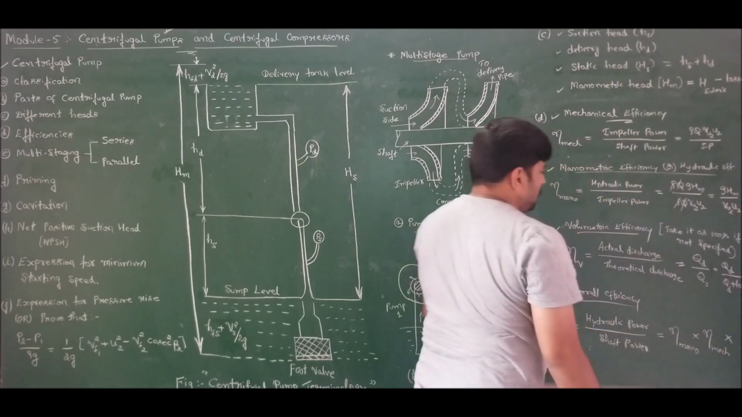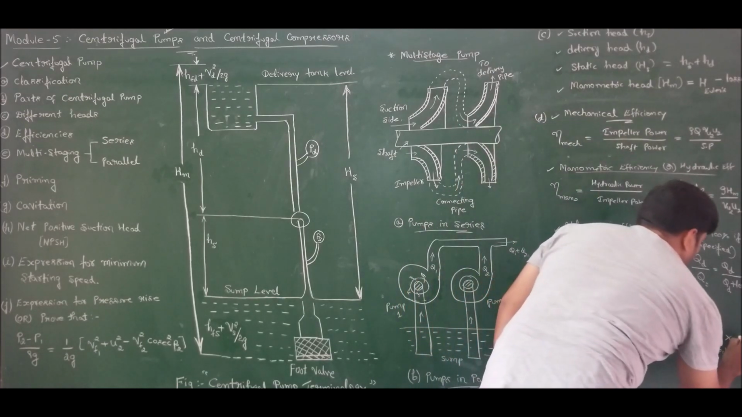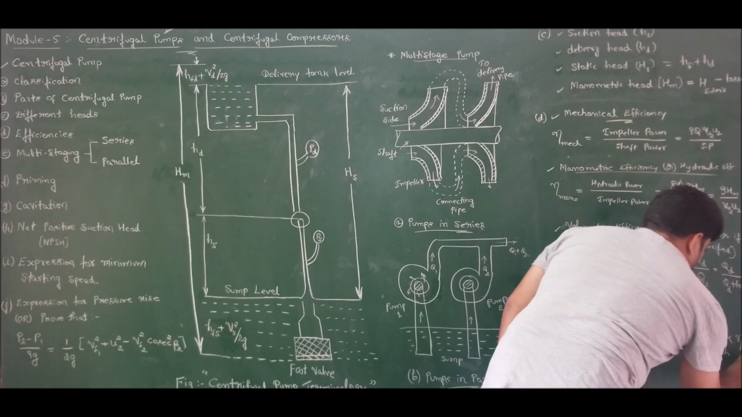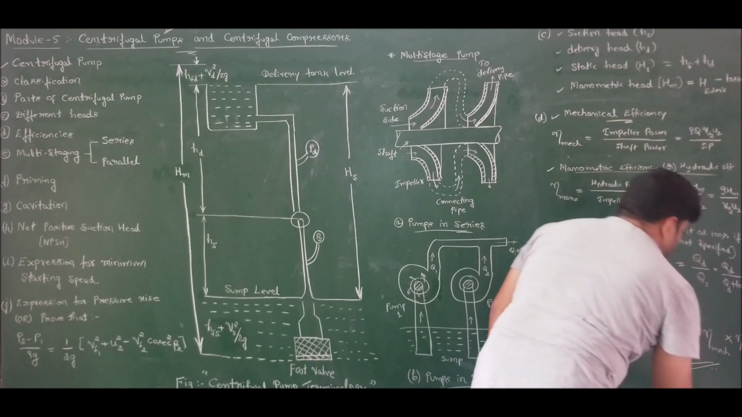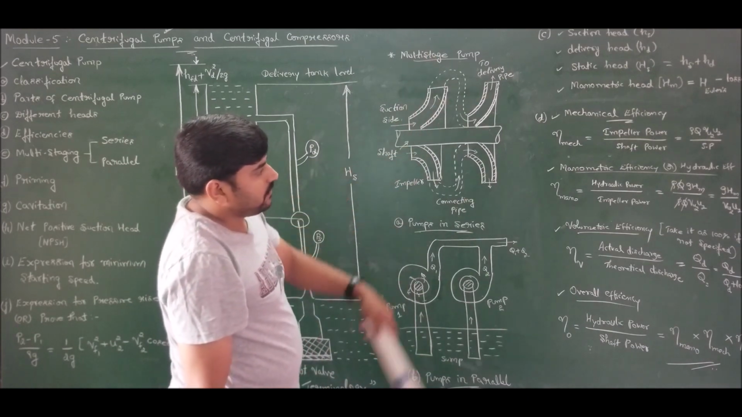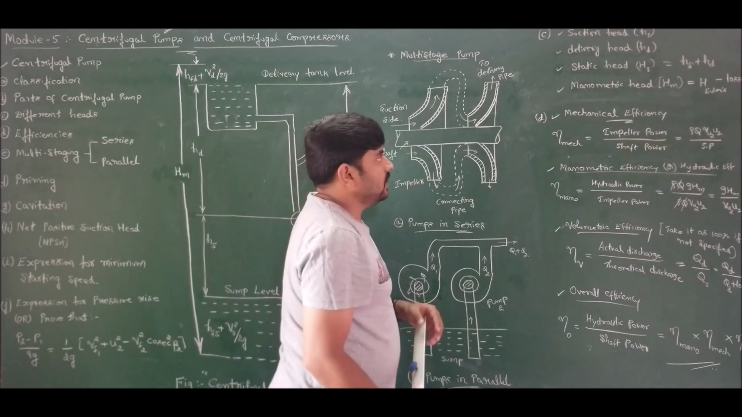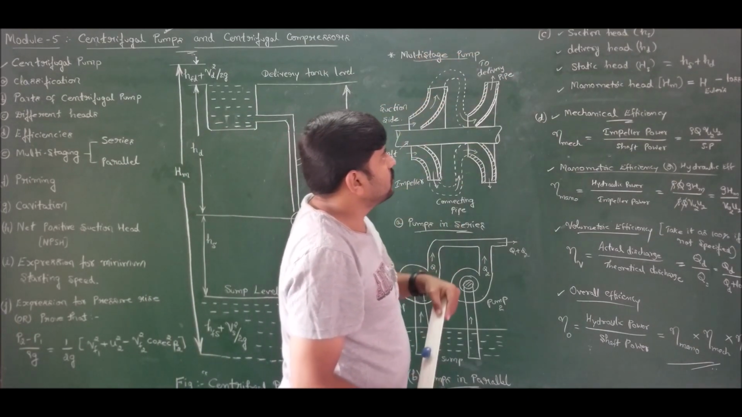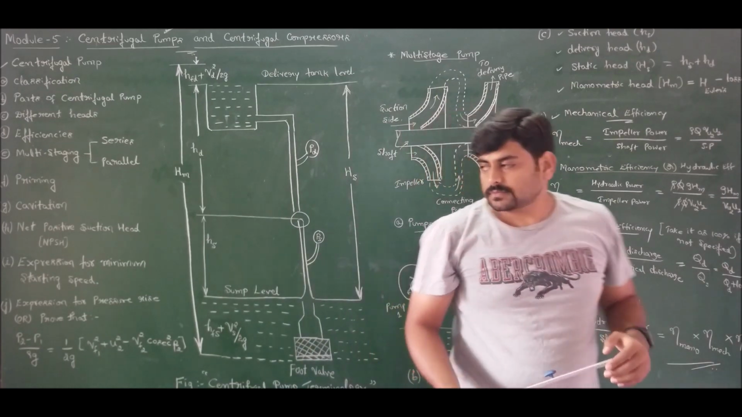If the volumetric efficiency is not equal to 100%, if it is specified, I should consider volumetric efficiency also to calculate the overall efficiency. So this is about the various efficiencies of a centrifugal pump and various heads of a centrifugal pump.